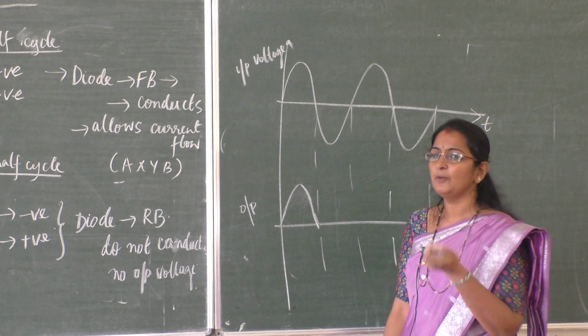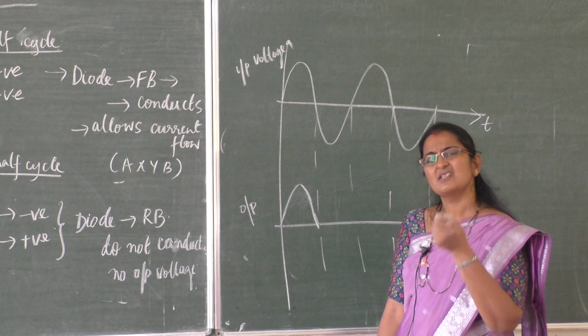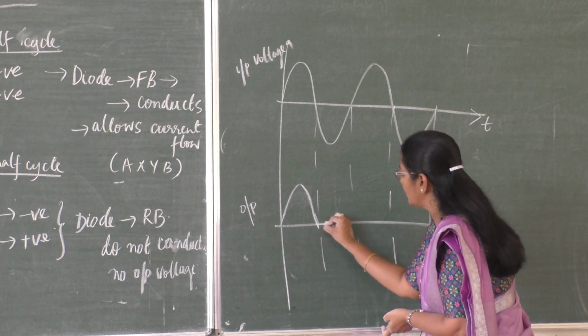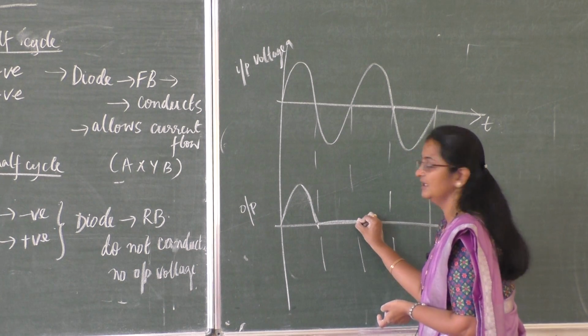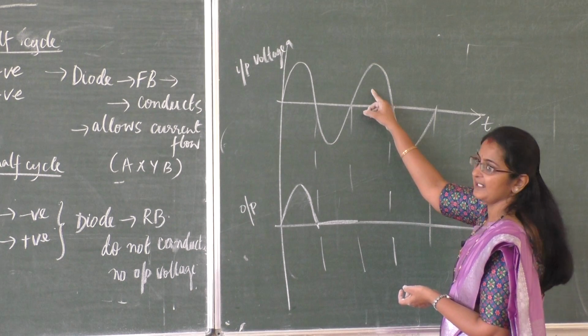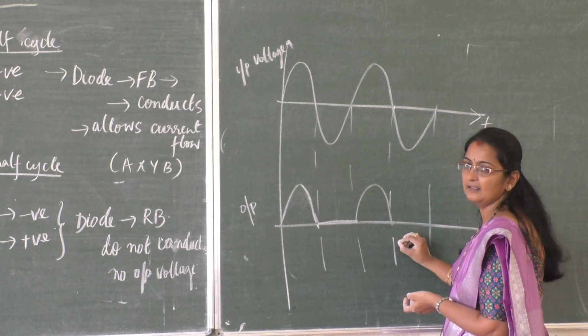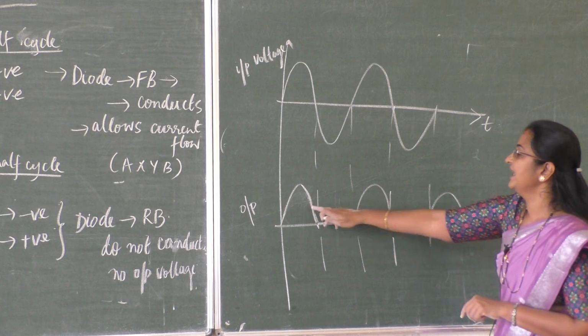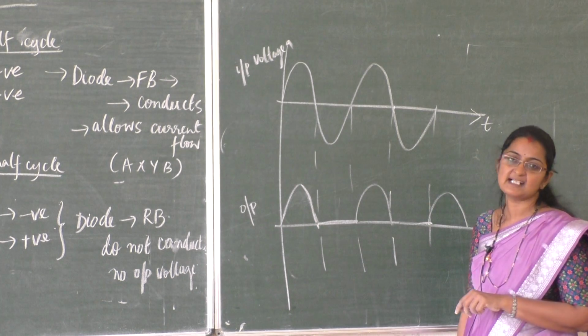Anyhow, due to a small amount of drift current, a small voltage of the order of nearly 0.001 will be there, and that 0.001 I have to represent throughout that half cycle as a line parallel to the x-axis. Again it conducts here, again I have this cycle. Again in the negative half cycle it does not conduct like this, so we get only the positive half cycle as output.